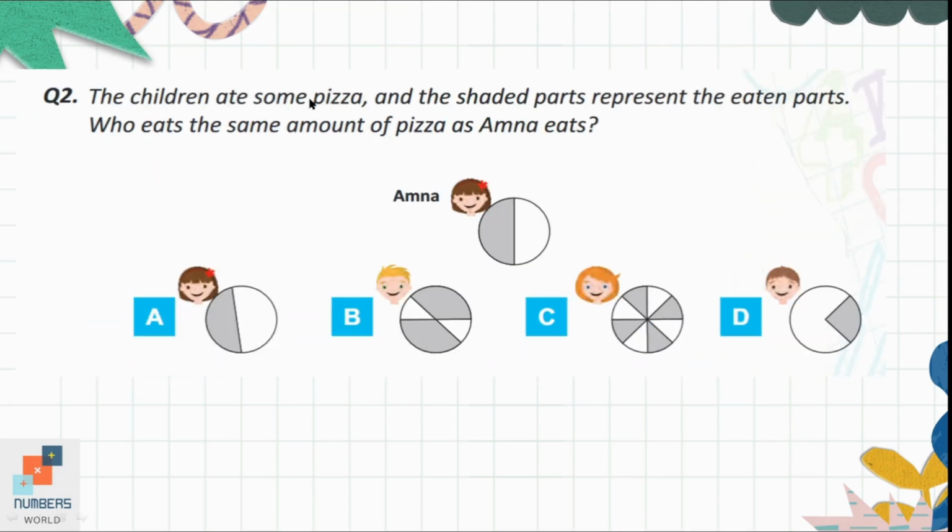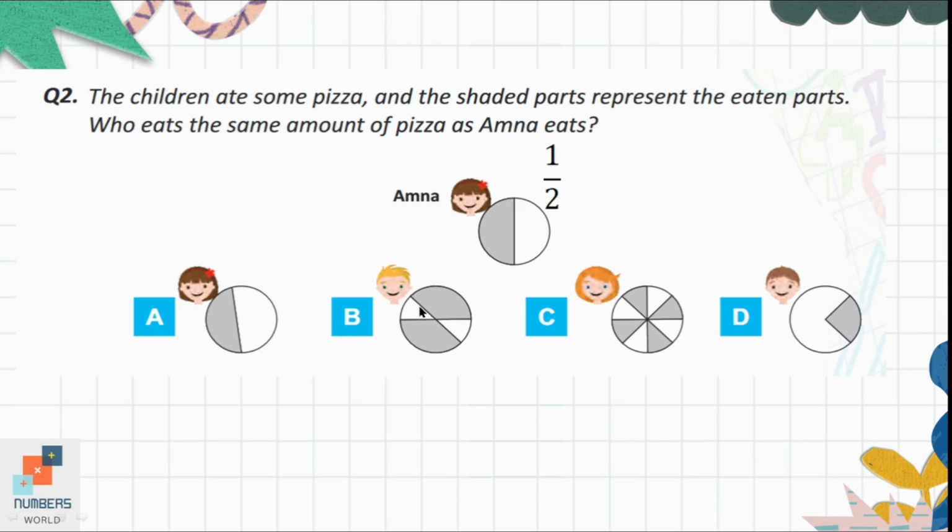Question number 2. The children ate some pizza and the shaded parts represent the eaten parts. Who eats the same amount of pizza as Amna eats? So we may see that Amna has eaten one slice out of two. So in other words, we may say that she has eaten half of the pizza. Now, in option A, we may see the pizza is divided into two unequal parts. Whenever we have to calculate the fraction, we make sure that the parts of a fraction are of same size. So we will not consider option A.